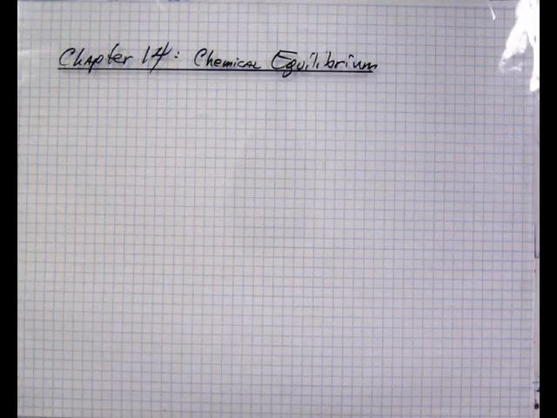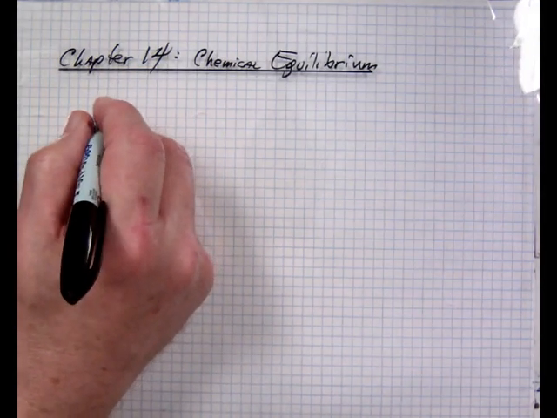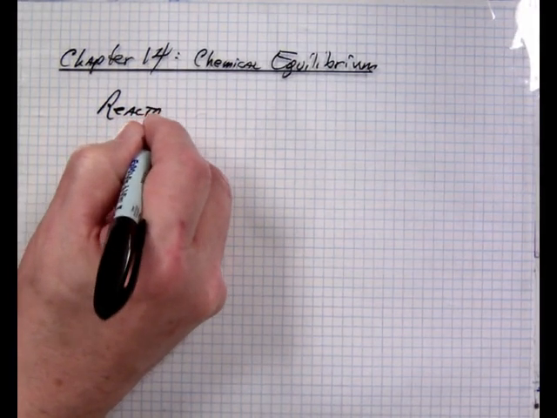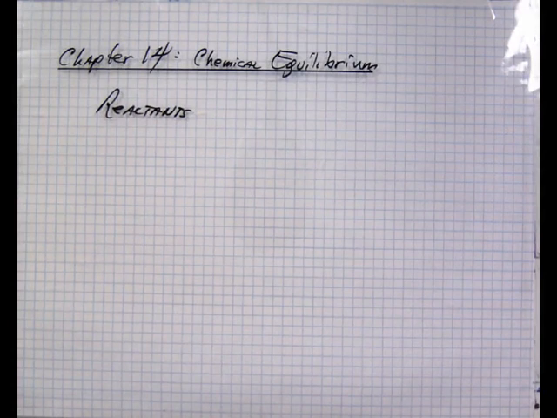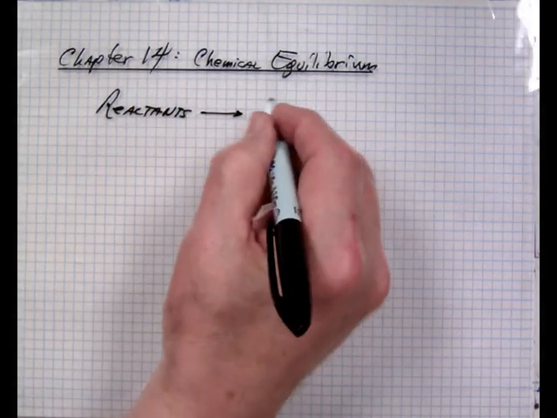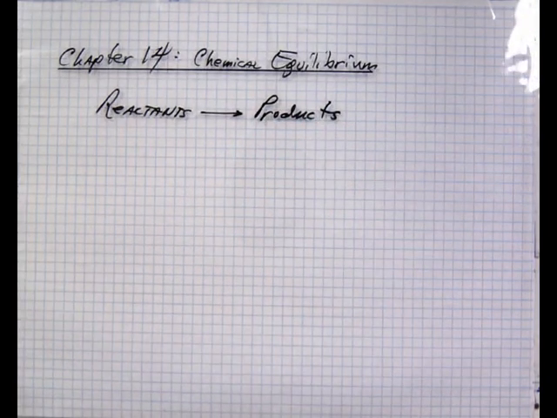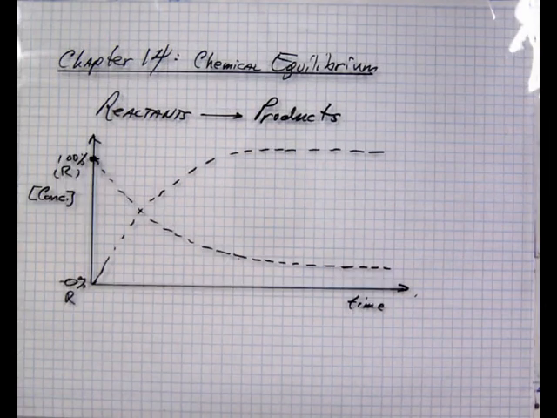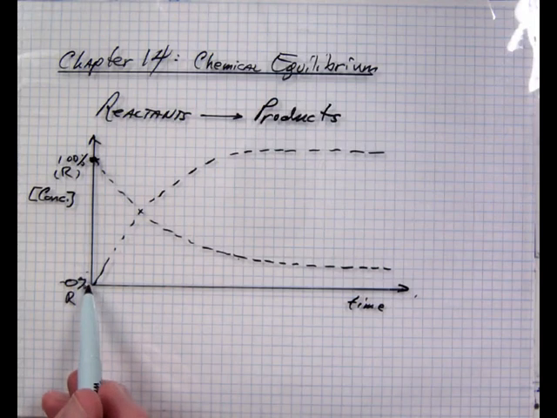Just as we started the concepts of kinetics, we want to take a hypothetical reaction, reactants produce products like that, and consider this diagram. In the introductions, we assumed the reactants had zero concentration before the reaction started.